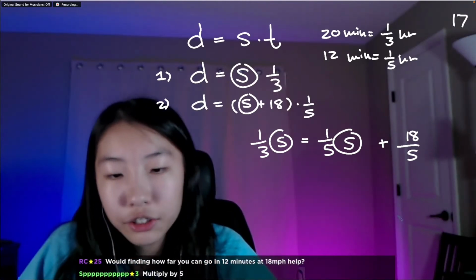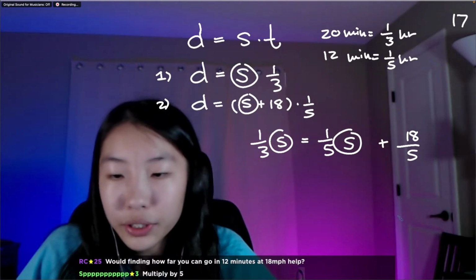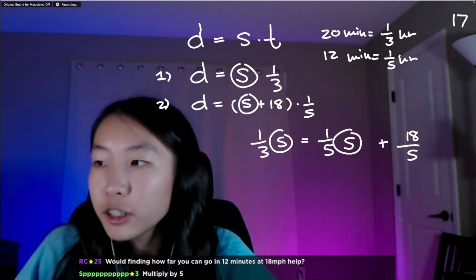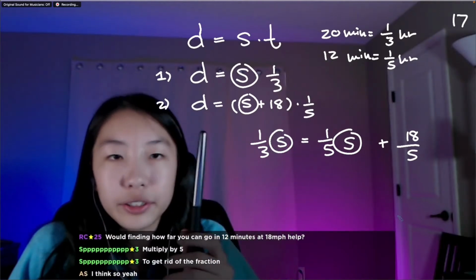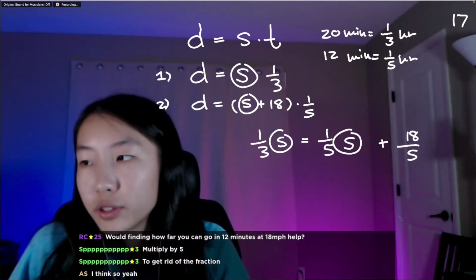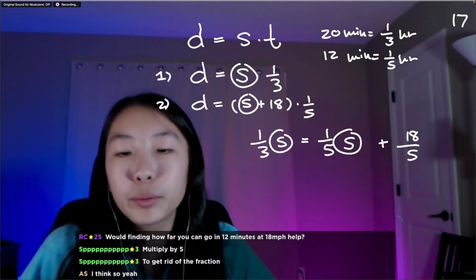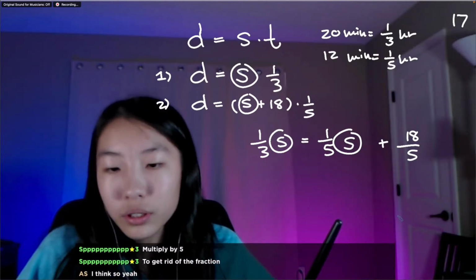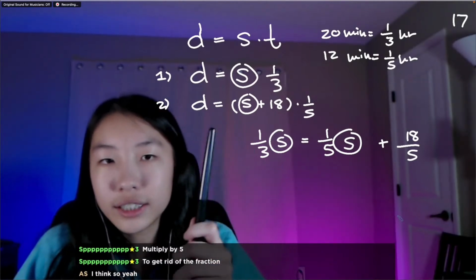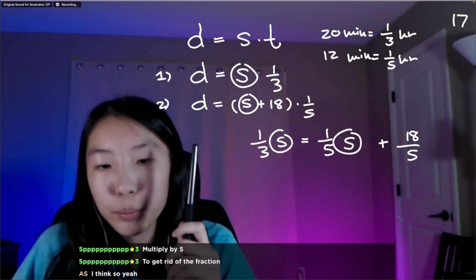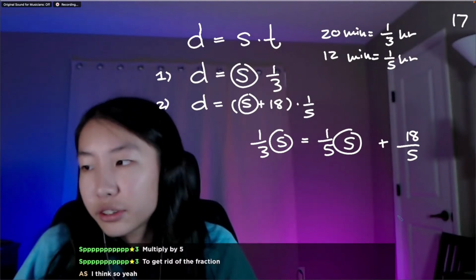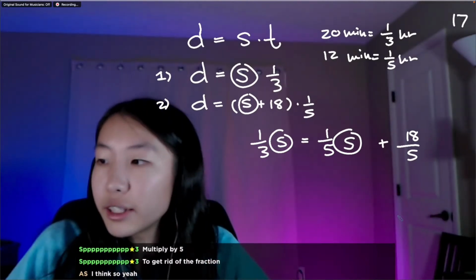And RC asks, would finding how far you can go in 12 minutes at 18 miles per hour help? That's exactly what we're doing with this scenario here. We're setting up some sort of relationship here, but what we have to remember is that our ultimate goal is our distance. And so we want to stay as close as possible to this variable D in order to get to our answer. So that starts with solving for S.